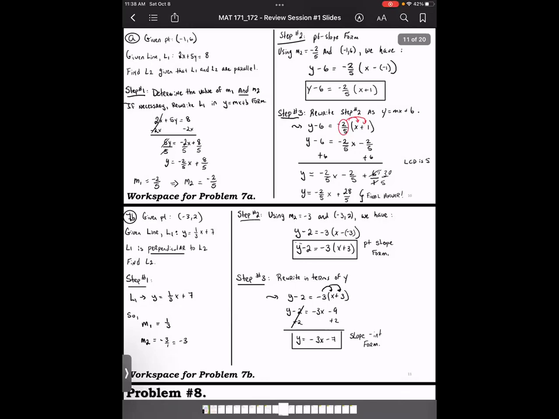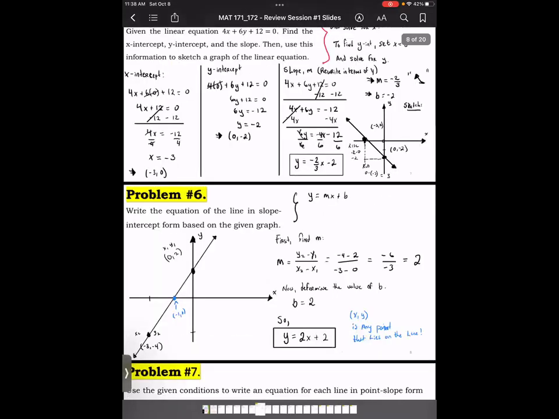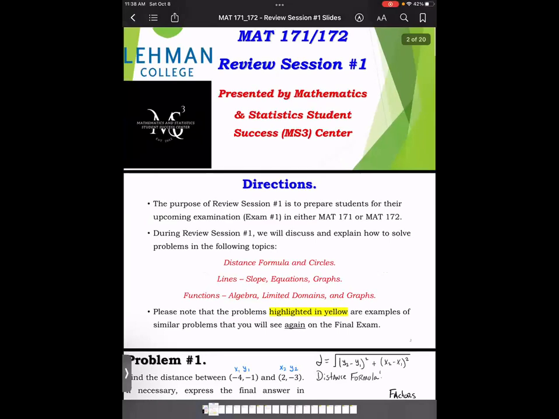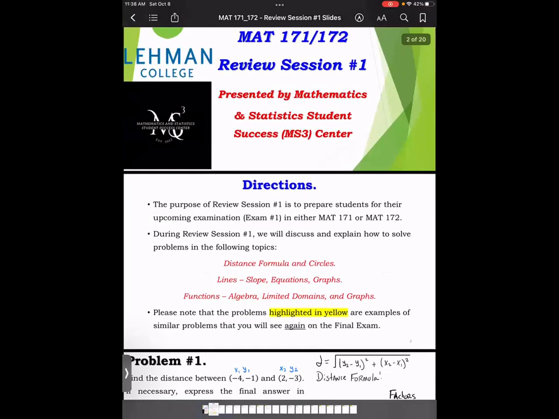Okay, so we've done the first 2 parts of our review. We went over the distance formula and circles. We did lines, slope, equations, and graphs. Now we're going to talk about functions. We're going to look at the algebra first, then we'll look at limited domains, and we'll wrap it up by graphing functions by sketching.